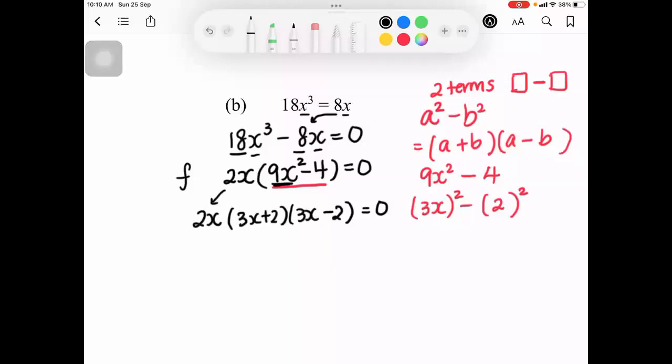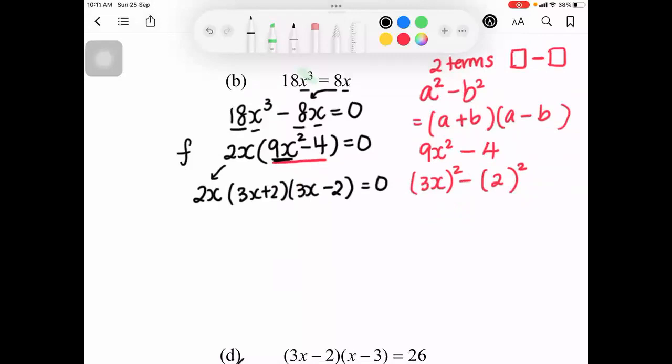Then you notice, oh, this one is x cubed. Cube means there are 3 solutions. If it's x squared, there are 2 solutions. If it's x only, there is 1 solution. So in this case, what are the 3 solutions? The first one, 2x equals to 0, so x equals to 0. Second one, my second bracket, I have 3x plus 2 equals to 0.